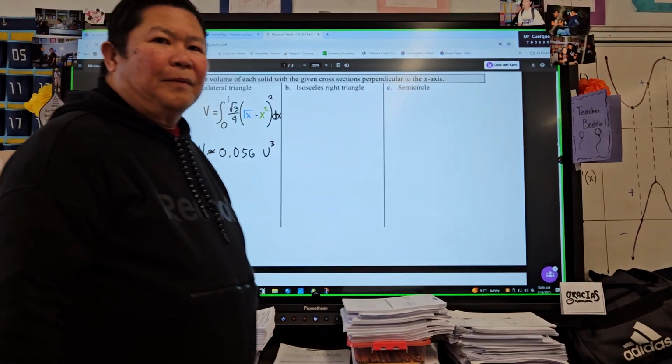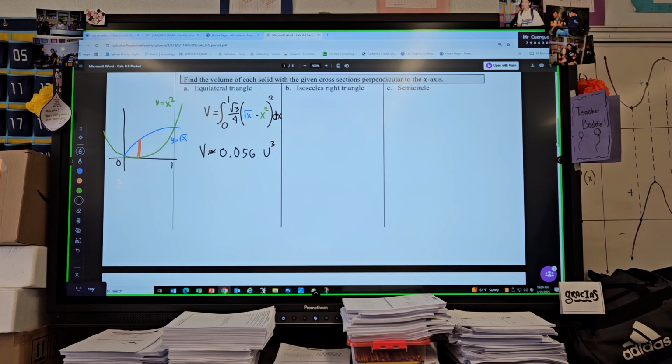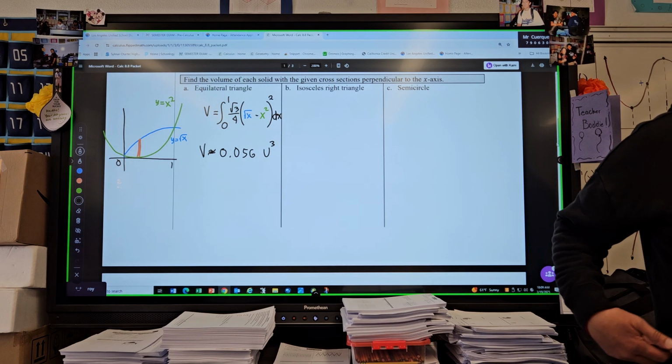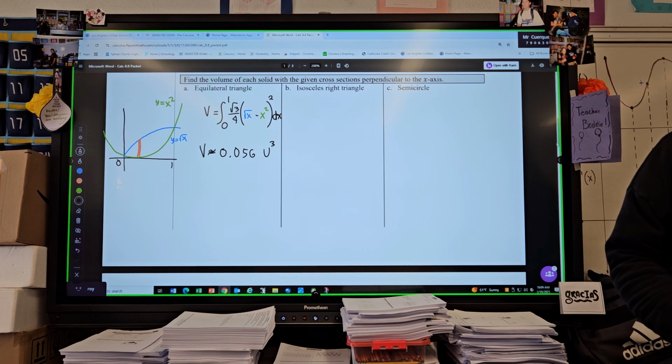Let me do the isosceles right triangle real quick. Evelyn? You had the formula a while ago, right? Isosceles. What's the formula for isosceles? Half side squared. 1/2 s squared dx.